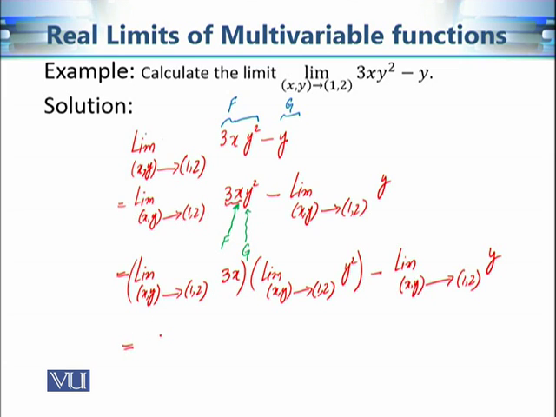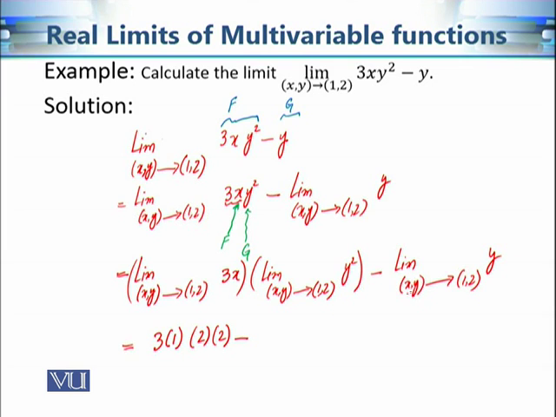So this is equal to 3 into 1. And now this y square is in fact the product of two functions, y and y. In this case, once again, we can further write it as limit (x,y) approaches (1,2) of y multiplied by limit (x,y) approaches (1,2) of y. And the limit of y, we have observed, is just y naught, and y naught in this case is 2. So that's why it is equal to 2 multiplied by 2.